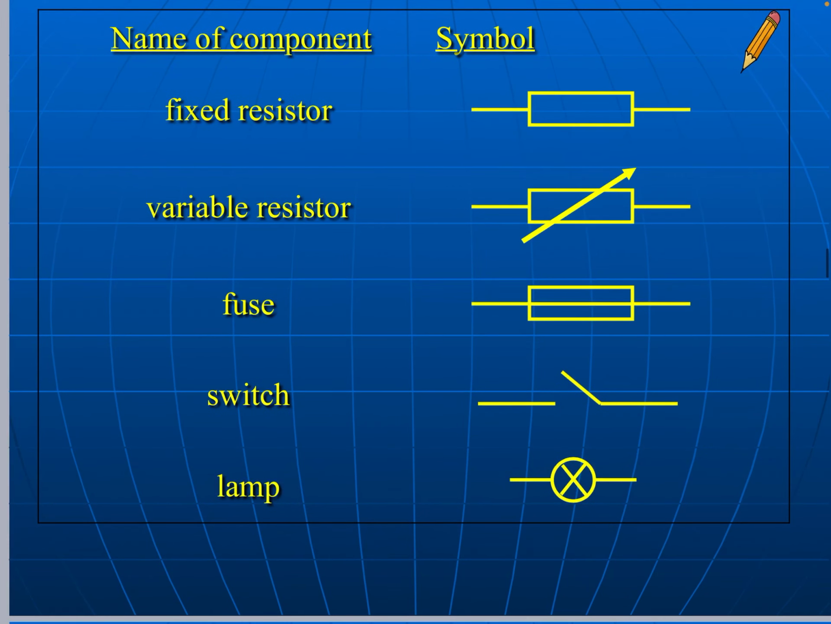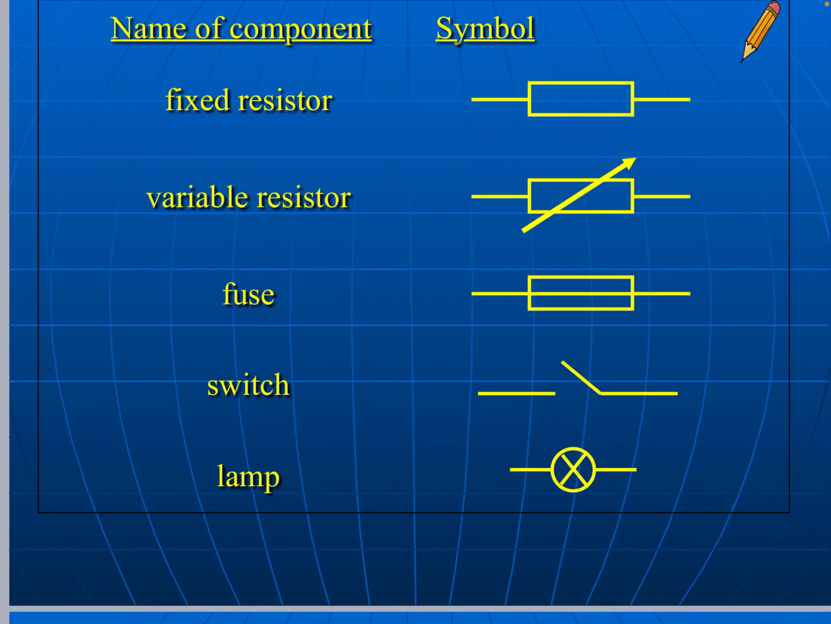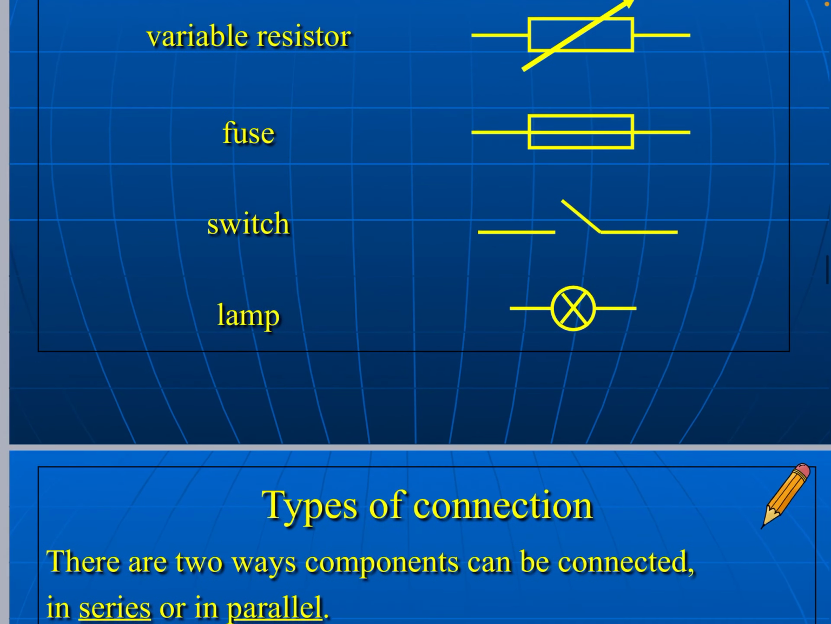You've then got resistor. So a fixed resistor and a variable resistor. We'll come on to what they are later on in the topic. A fuse, that's a safety device that's put into something, which then basically breaks if the current gets too high. Switch and lamp, fairly obvious.